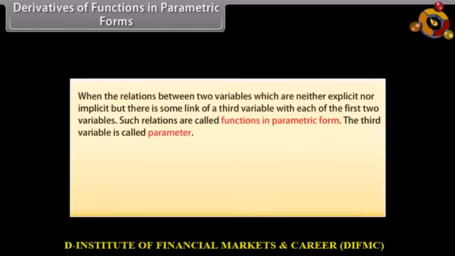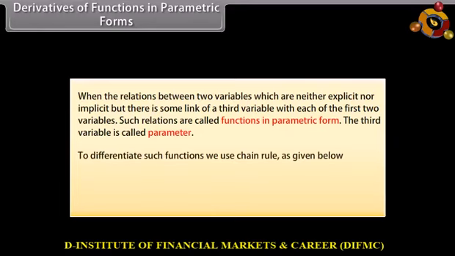Derivatives of functions in parametric forms. When the relations between two variables are neither explicit nor implicit, but there is some link of a third variable with each of the first two variables, such relations are called functions in parametric form. The third variable is called the parameter. To differentiate such functions, we use the chain rule as given below: dy by dx is equal to dy by dt into dt by dx, provided dx by dt not equal to 0.